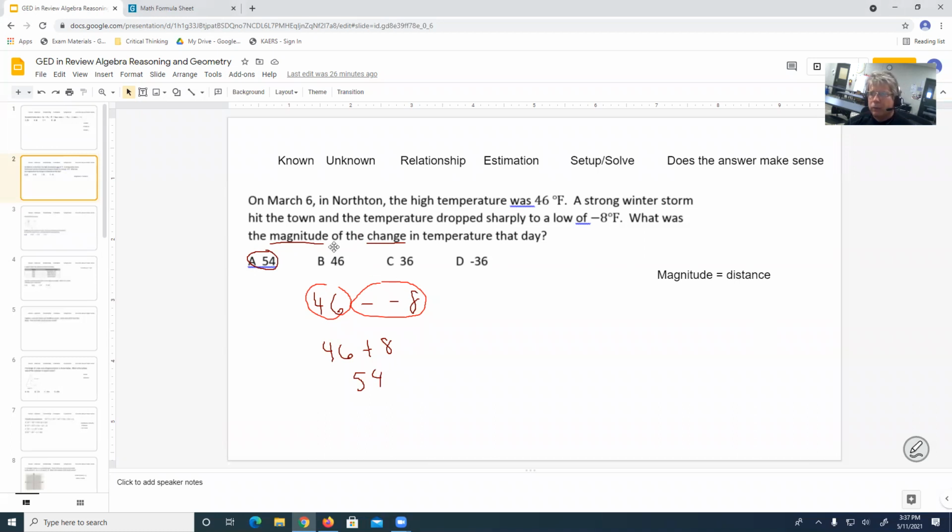So again, magnitude really is another word for distance. And the word change actually implies subtraction. And then if you have a calculator, you can just subtract it on a calculator, or you can use the circle method and change this into an addition problem. And remember, in algebra, two negatives turn into a positive, because what this really means is the opposite of a negative, and the opposite of a negative is actually a positive 8. So those are equivalent.